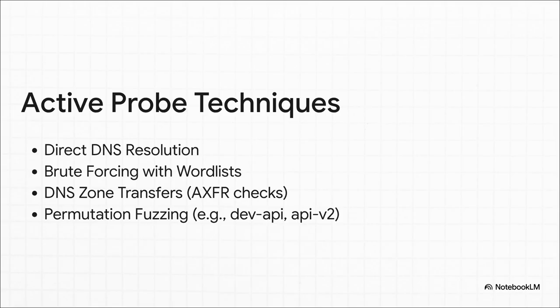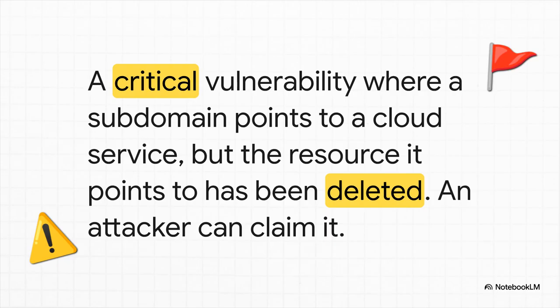We also get creative with something called permutation fuzzing, automatically trying variations like api.v2 or dev-api to find those hidden assets. And while we're probing, we're also on the hunt for a particularly nasty vulnerability, the subdomain takeover. This happens when a subdomain points to a cloud service, like on AWS or Azure, but the resource it's pointing to has been deleted. An attacker can then just claim that dangling address and hijack the subdomain. It's a huge deal and a critical find.